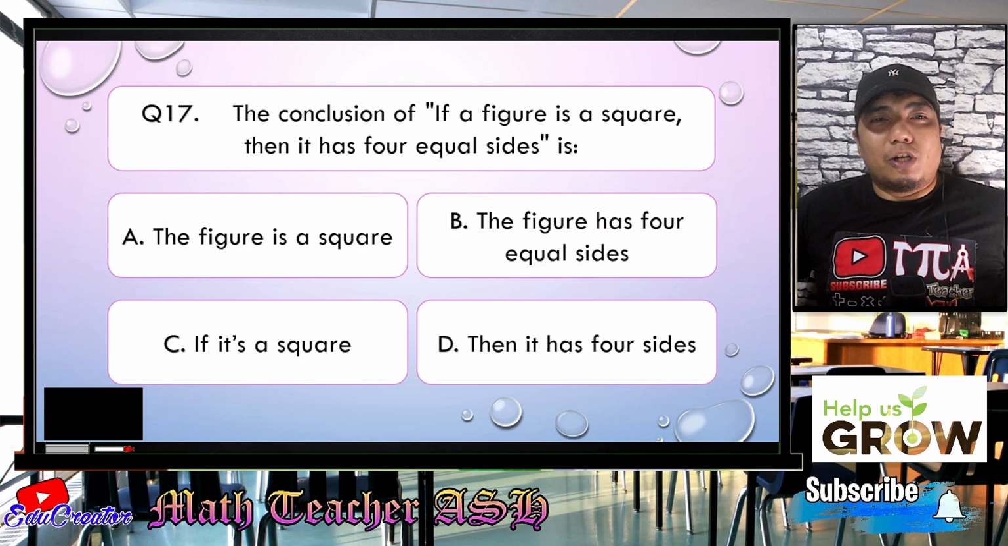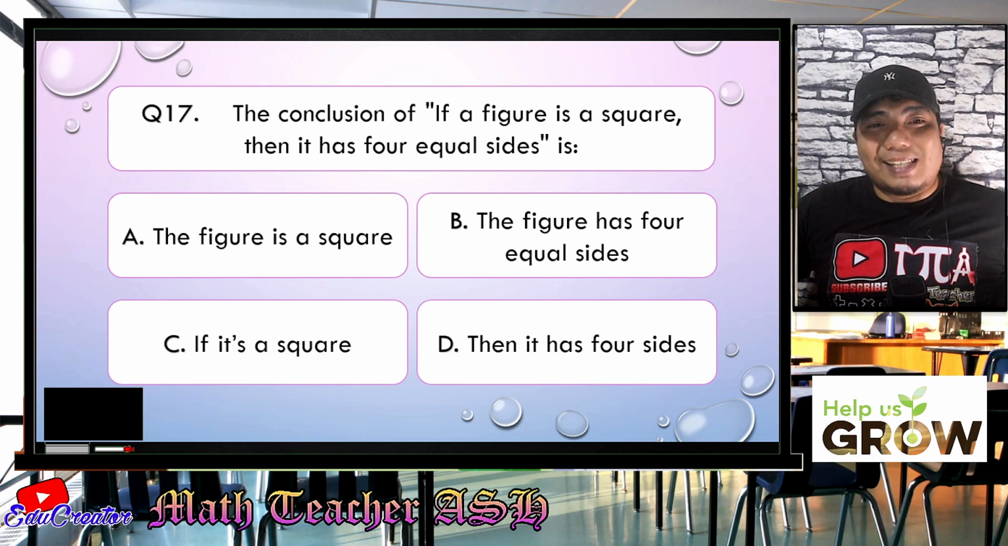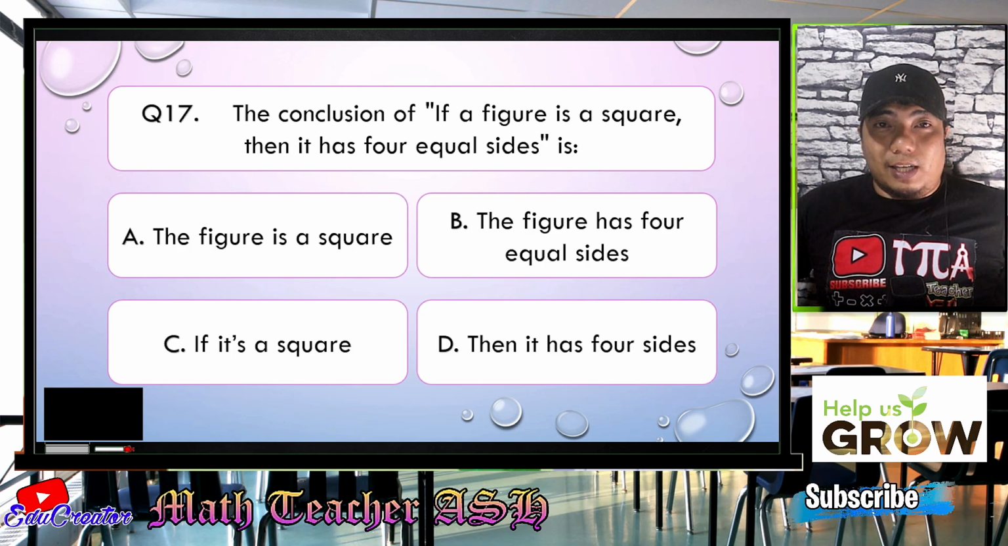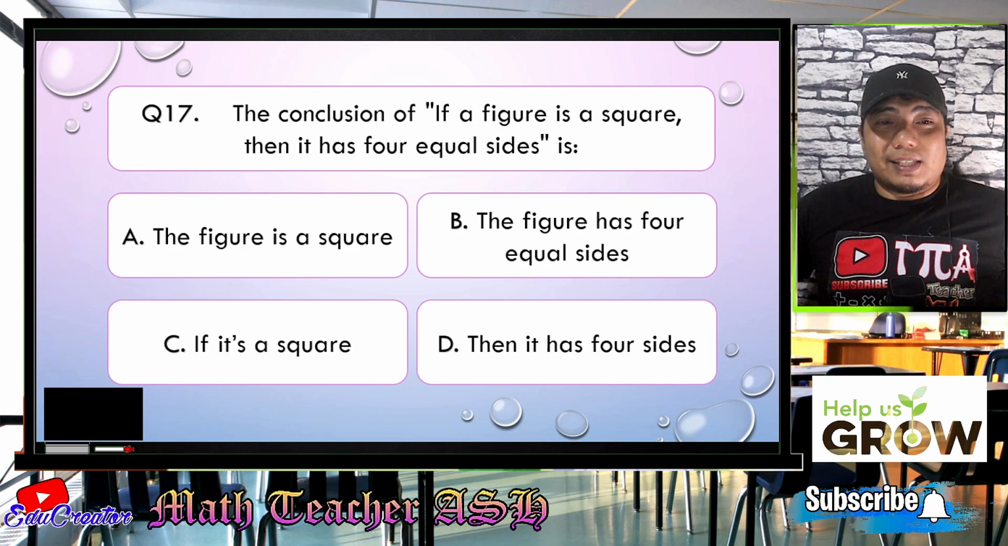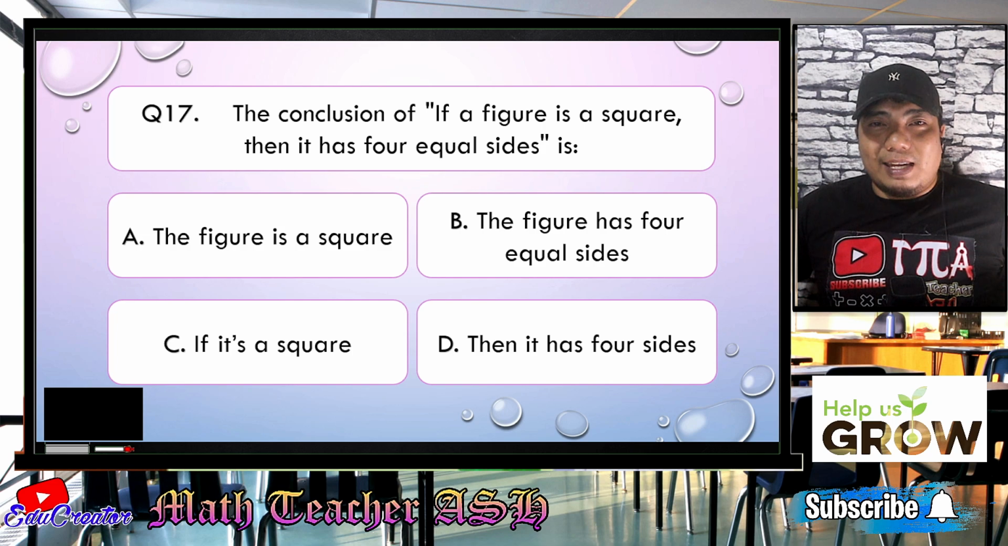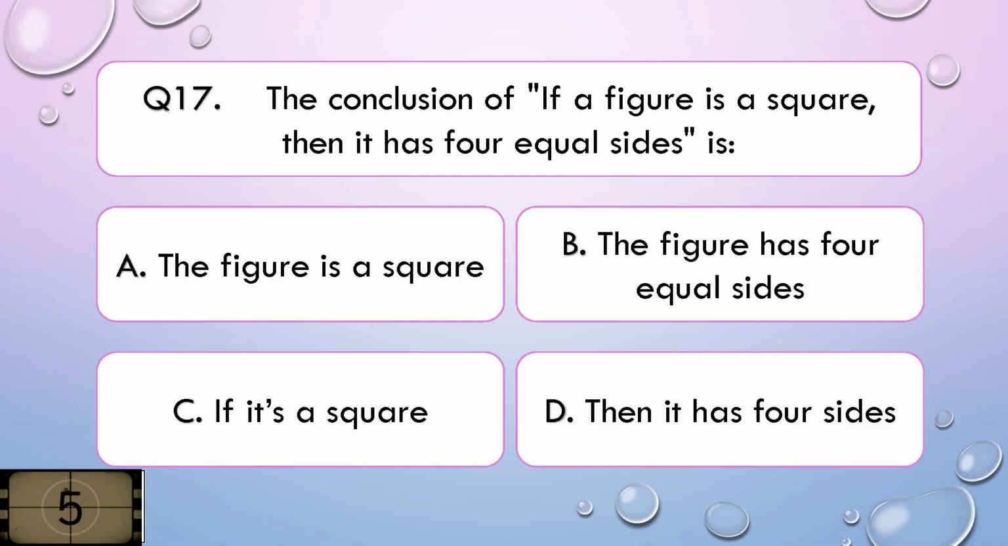The conclusion of if a figure is a square, then it has four equal sides is A, the figure is a square. B, the figure has four equal sides. C, if it's a square. Or D, then it has four sides. I'll give you 5 seconds to think about your answer.